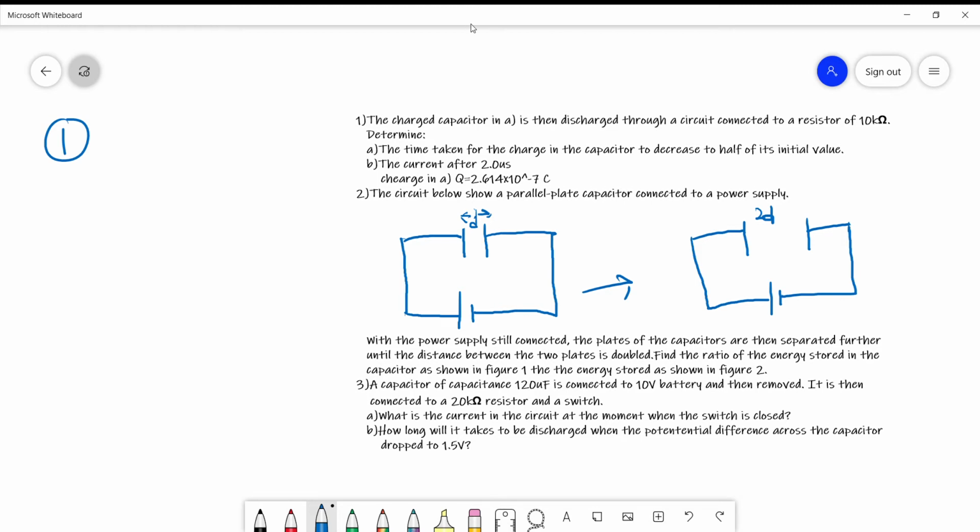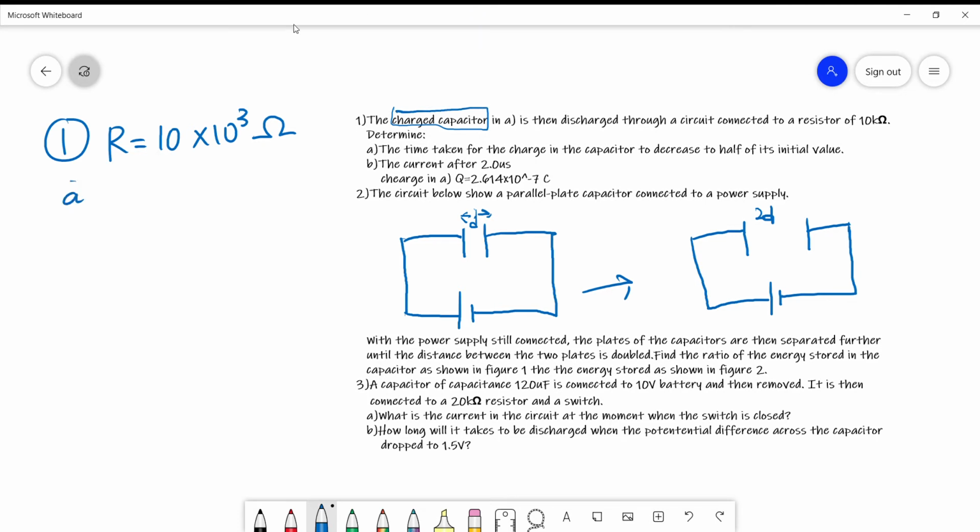Okay, so the charged capacitor in A is then discharged through the circuit connected to a resistor of 10 kilo-ohms, which is 10 times 10 to the power of 3, since kilo is times 10 to the power of 3. So this capacitor is basically allowed to be discharged.